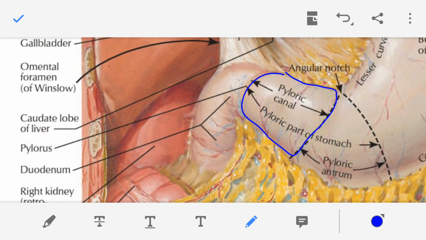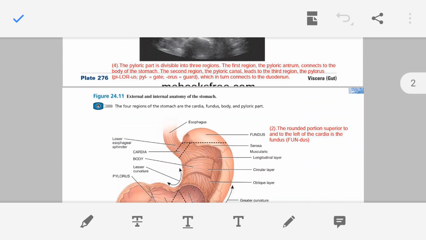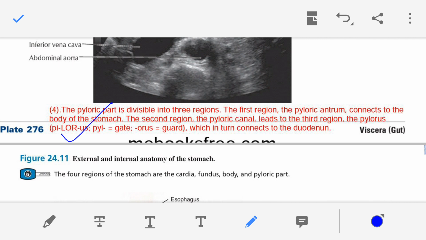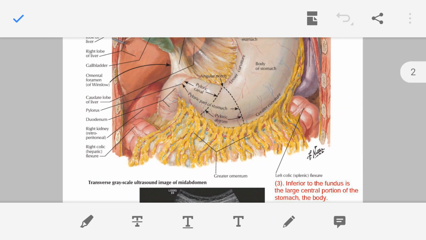This is the pyloric canal, and this pyloric canal is opening into the pylorus, and the pylorus is acting as a guard. And how is it acting as a guard? So we are discussing this thing. With this we have completed the fourth point of our discussion. This is the theory point, and this is the figure that you need to observe for the fourth point.